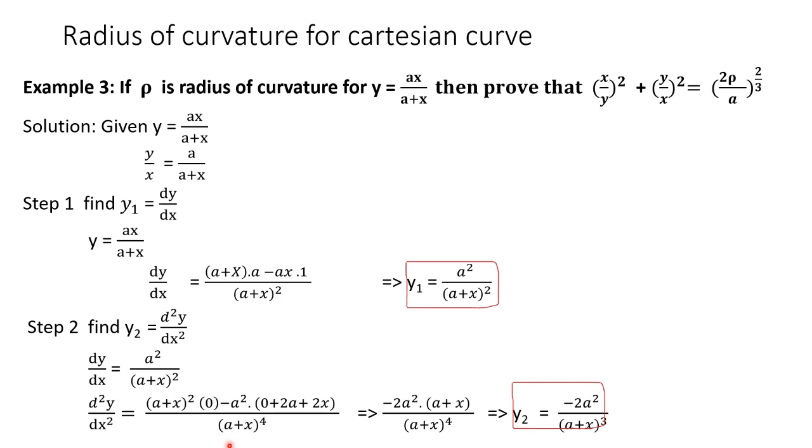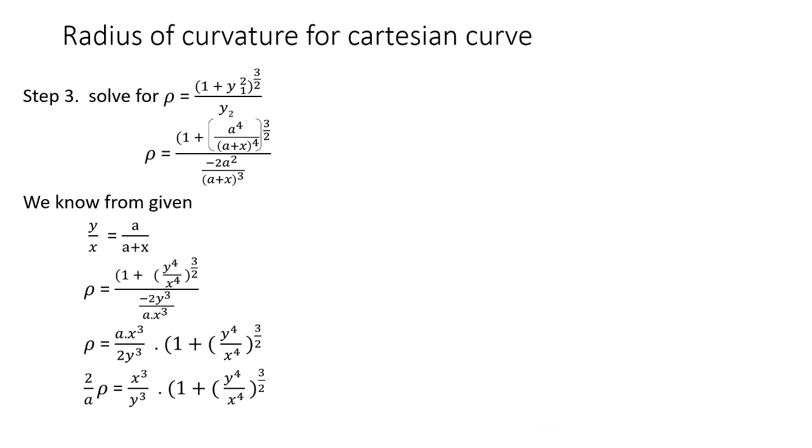Step 3. Solve for rho. Substitute the values of y1 and y2. We get this. We know from given y by x is equal to a by a plus x, substitute y by x for a by a plus x, we get this. Bringing this up, it becomes a x cube by 2y cube.